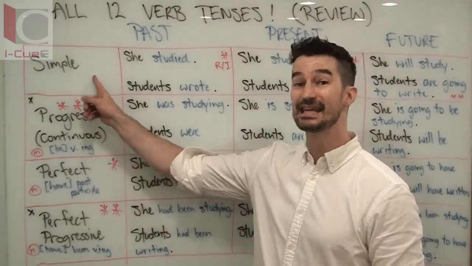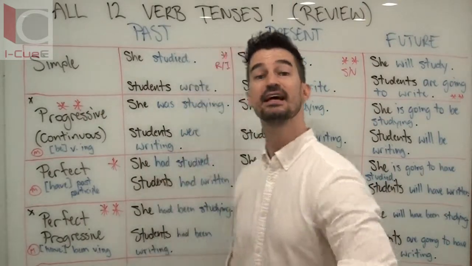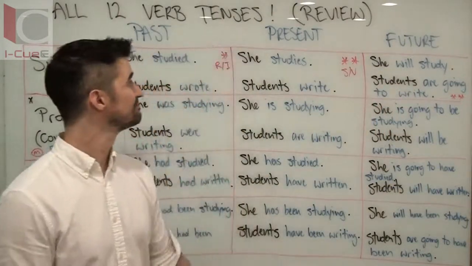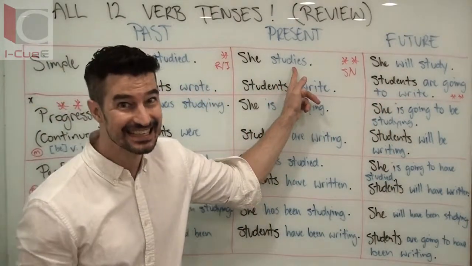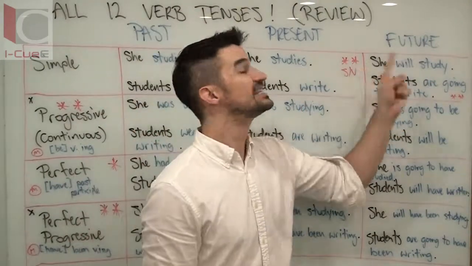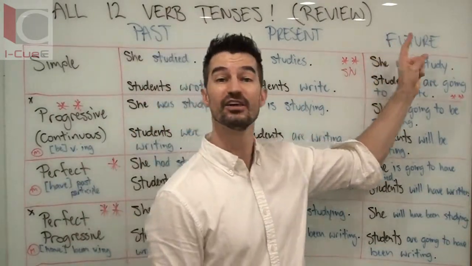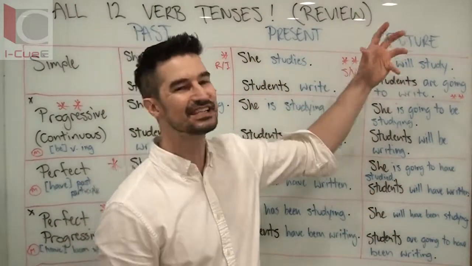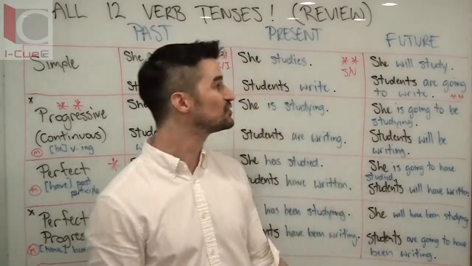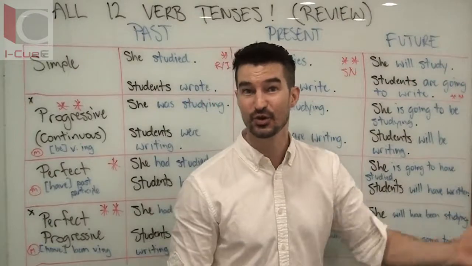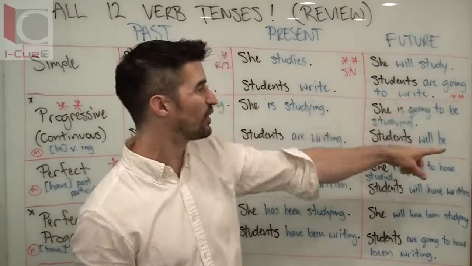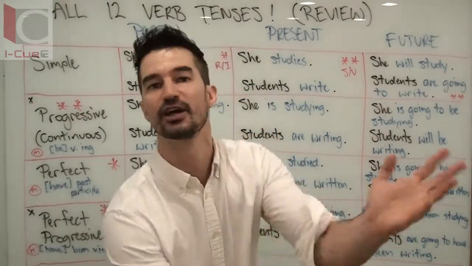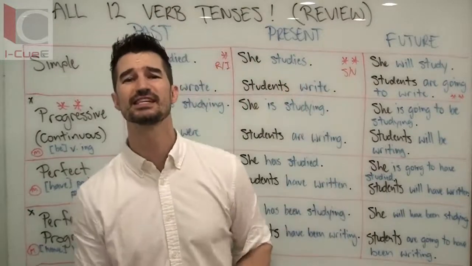So, simple verb tenses. Simple past, she studied. Simple present, she studies. Simple future, she will study. It is kind of important to remember that there are two ways in which you can create any future tense. You can use the will or the be going to, and remember that when you do that, the be going to always needs a subject-verb agreement rule, which you can find out by looking at our previous videos. So those are the simple verb tenses.